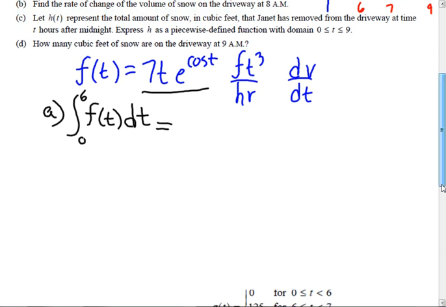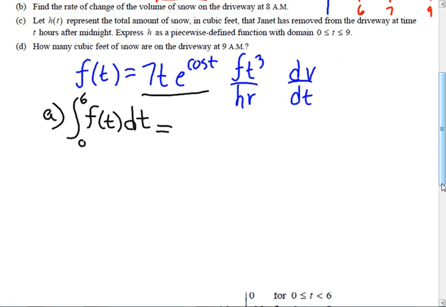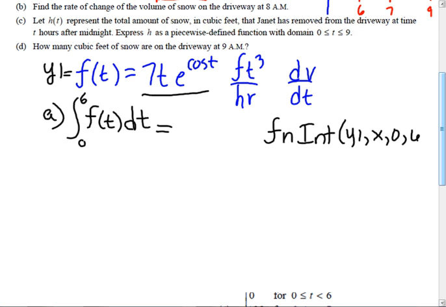Now, a lot of you still have the old system. So I would put this into Y1. And it will look like this. FNINT, which is math 9. I think you already know where that is. And it's Y1, comma X, comma 0, comma 6. You can just use your calculator. And I don't know what the answer is. Make sure you're in radian mode because it does have cosine in there.